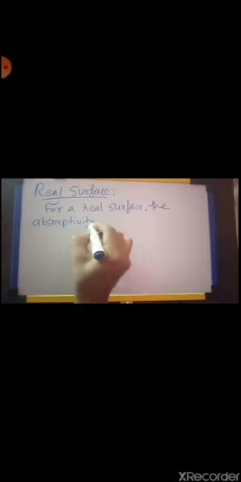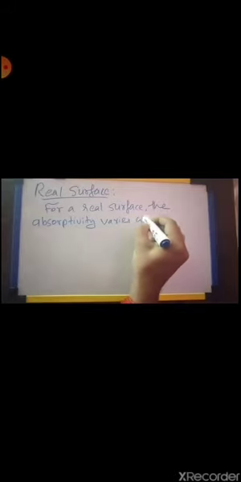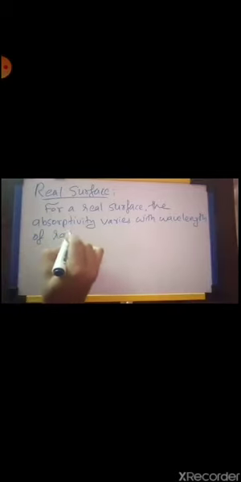That is, for a real surface the absorptivity varies with wavelength of radiation. Such a surface is called a real surface. Another name for this is colored surface.